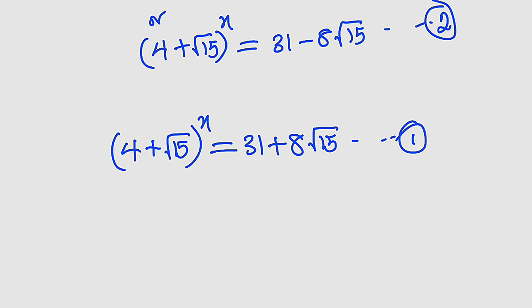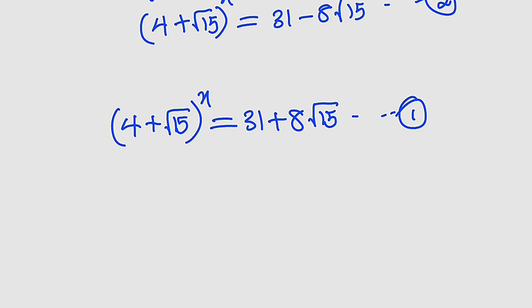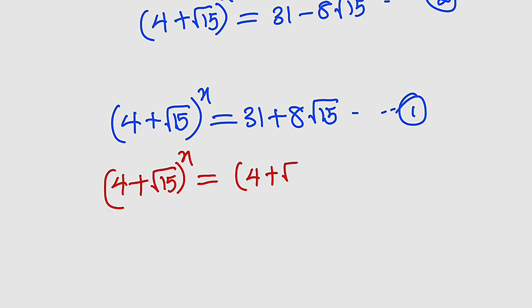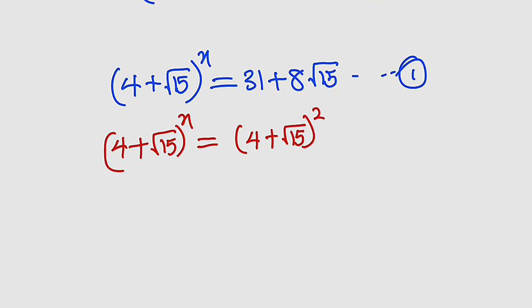So from the first one, we have 4 plus root 15 to the power of x equal to 31 plus 8 root 15, which is the same thing as 4 plus root 15 to the power of 2. Once we expand this, you're going to get this back. And since we have common bases, we can equate the exponents, and hence x must be equal to 2. This is one of the solutions.